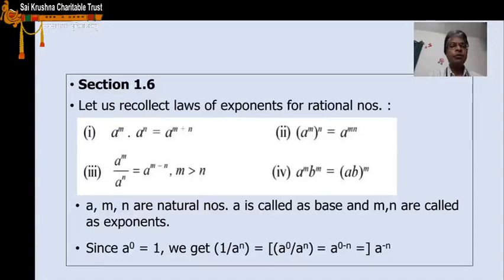Now let us see one more. Since a power 0 equals 1, that is, any number raised to the power 0 is 1, we get 1 by a power n equal to a power 0 by a power n. Seeing identity number 3, a power 0 by a power n is a power 0 minus n, equal to a power minus n. So 1 by a power n is also represented as a power minus n. That is, a power n is in the denominator, and we are taking it to the numerator and changing the sign.